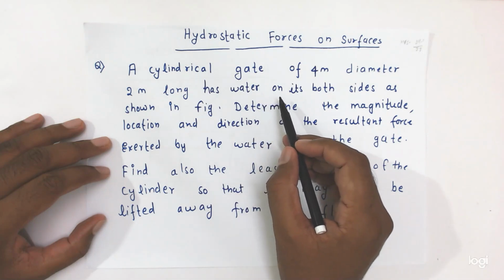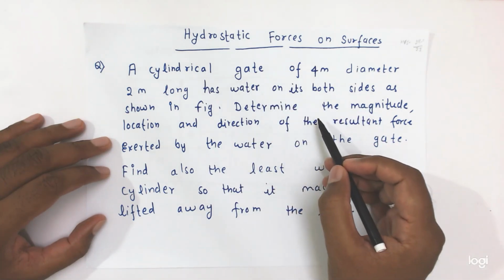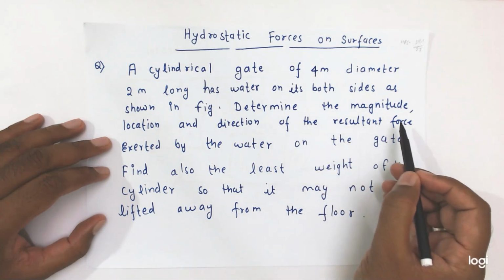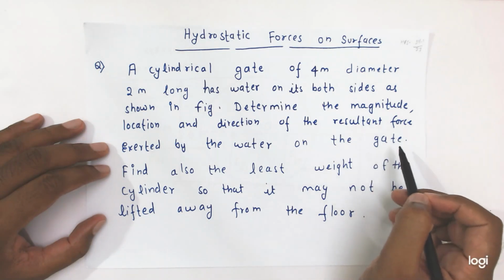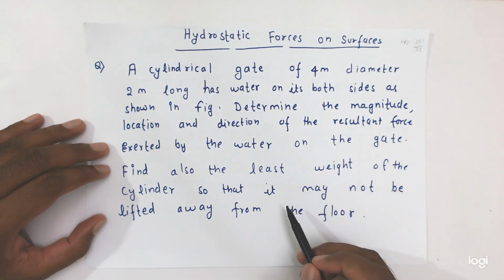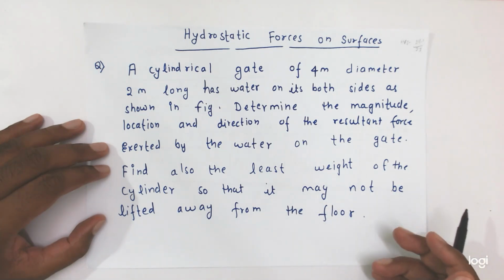A cylindrical gate of 4-meter diameter, 2-meter long, has water on its both sides as shown in figure. Determine the magnitude, location and direction of the resultant force exerted by the water on the gate. Find also the least weight of the cylinder so that it may not be lifted away from the floor.